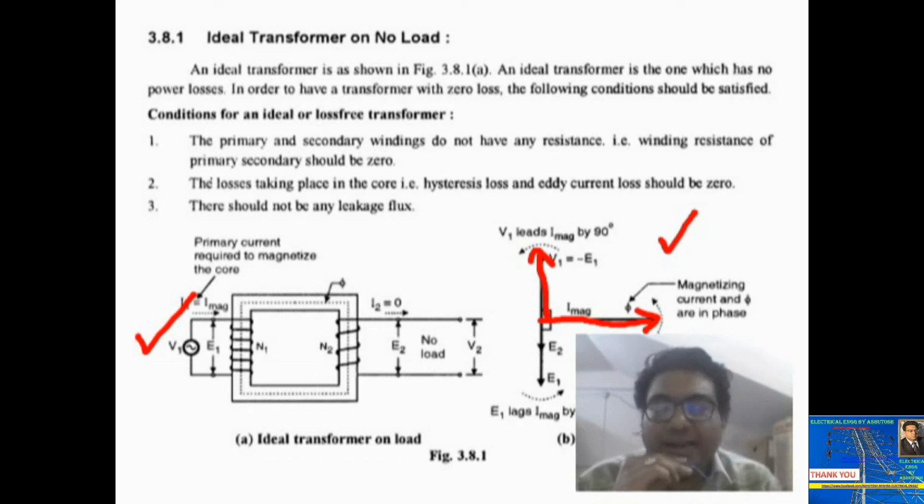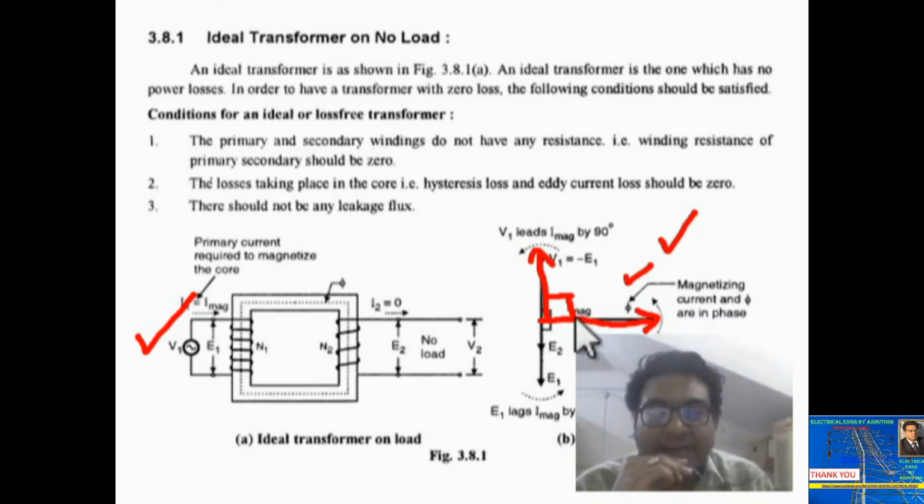Because this is a purely inductive coil we have considered, there will be a 90-degree difference between voltage and current. So always remember, V1 is here, and the magnetizing current will be on the x-axis and this will produce flux. So flux will also be drawn and it is also sharing the same axis.